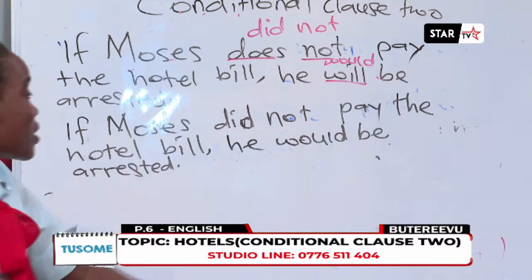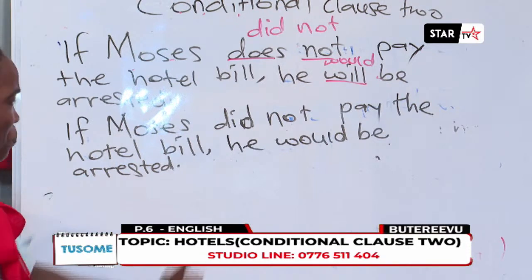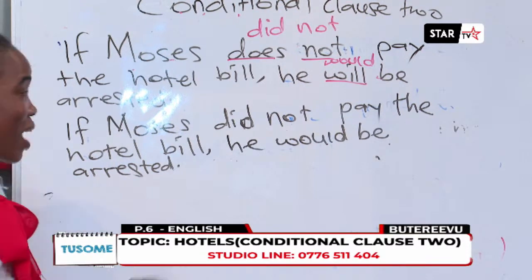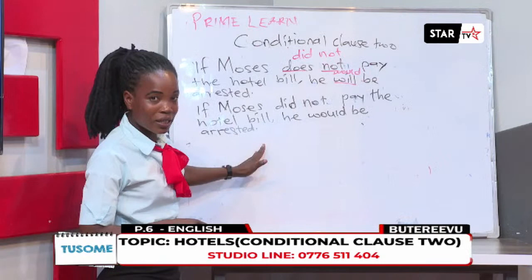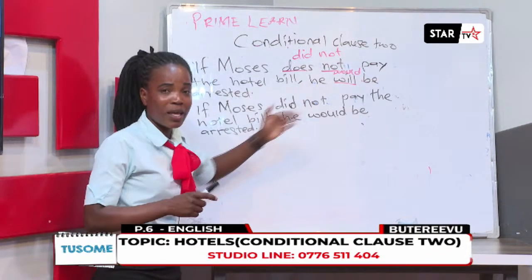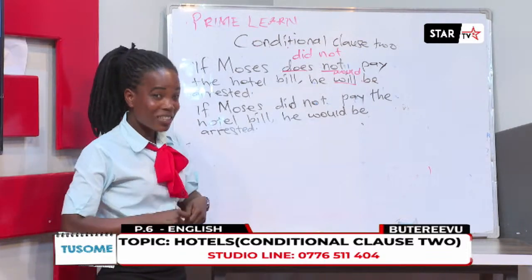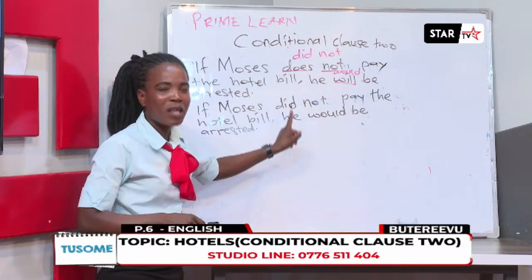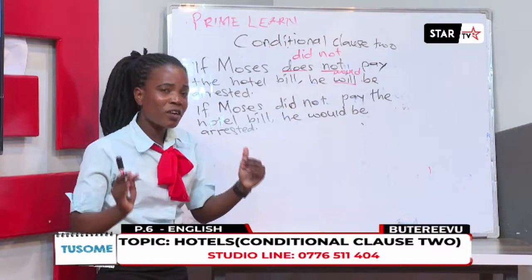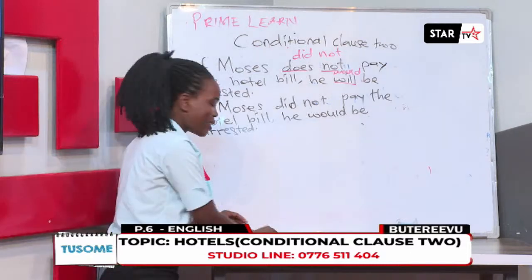How can we do it? We can do it by starting with the main clause. Let's do it and we see. I will say that Moses would be arrested. Moses would be arrested if he did not pay the hotel bills. Remember what I have just told you? You are not supposed to write a pronoun first and end with a noun. Always give the first priority to a noun. I believe you've got that one clearly. Let's go on and we'll look at the next example.